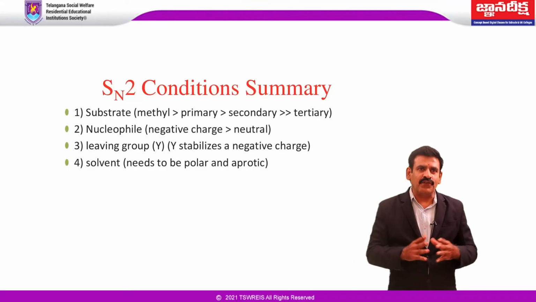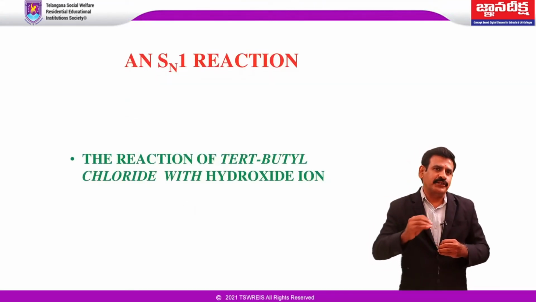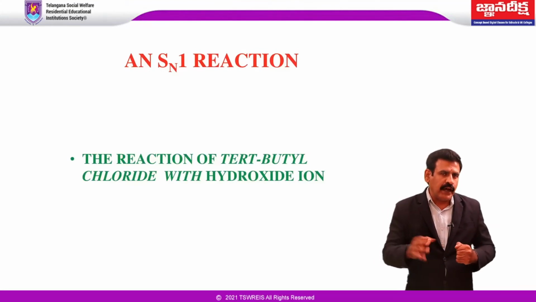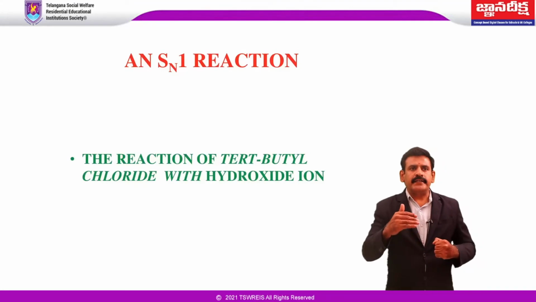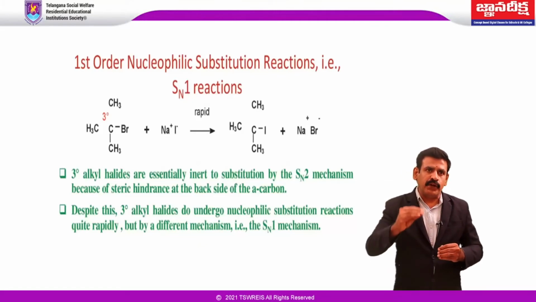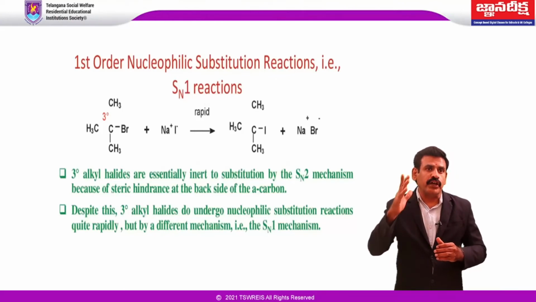So the reaction of tertiary butyl chloride with hydroxide ion, you see here. This is a unimolecular nucleophilic reaction, SN1 reaction. Example, tertiary butyl bromide treated with sodium iodide. This is a rapid reaction, which gives tertiary butyl iodide and sodium bromide.